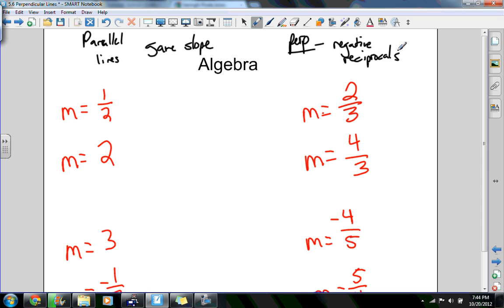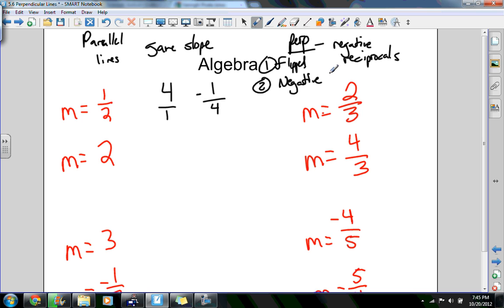A negative reciprocal is when you take a number like 4 and you flip it like you're dividing fractions. So this is 4 over 1. We'd flip it into being 1 over 4, and we would make it negative. These two are negative reciprocals of each other because they're flipped and they're negative. So you have to write two things: flipped and negative. That's very important.